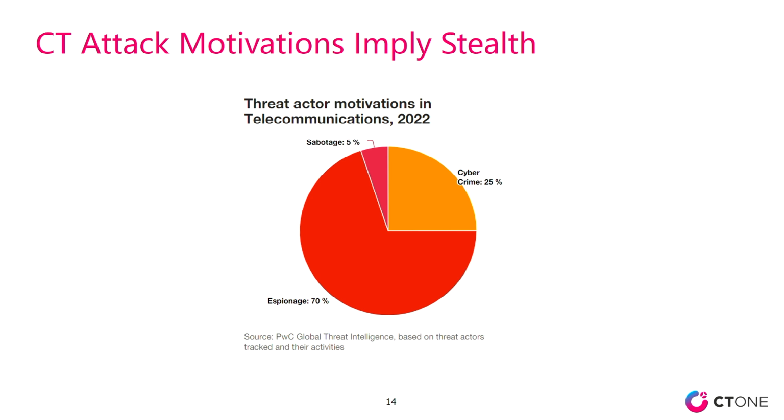For telecommunication and critical infrastructure, the main motivation of an attacker is espionage. That means spying. For both espionage and sabotage, the common characteristic is that the attacker needs to hide for a long time. For espionage, the attacker needs to hide and steal data. And for sabotage, the attacker needs to hide and wait until the time comes.